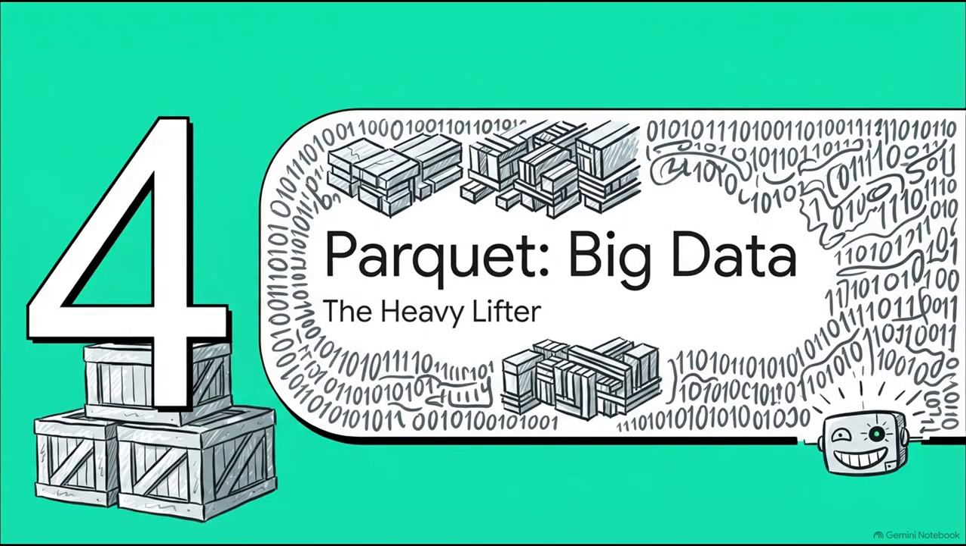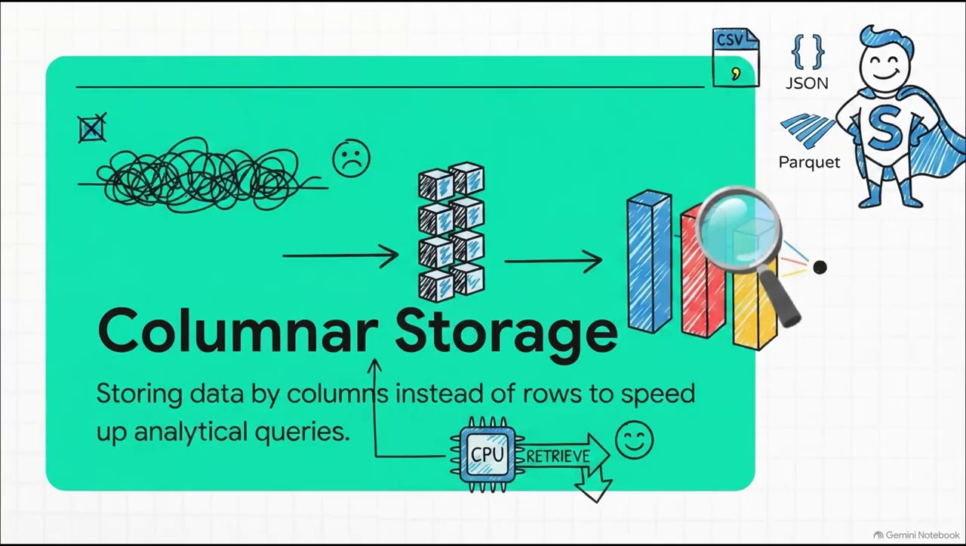Okay, section 4, Parquet, built for big data, the heavy lifter. Now, unlike our friend the CSV, this is a format that humans can't easily read with the naked eye. But machines, they absolutely love it for processing massive amounts of data. The real secret superpower of Parquet is something called columnar storage.